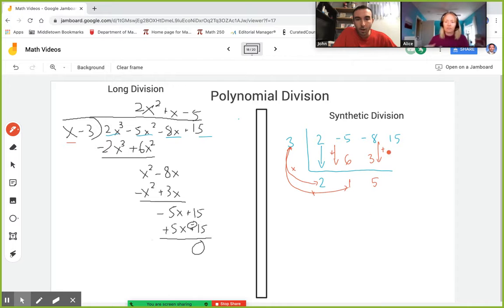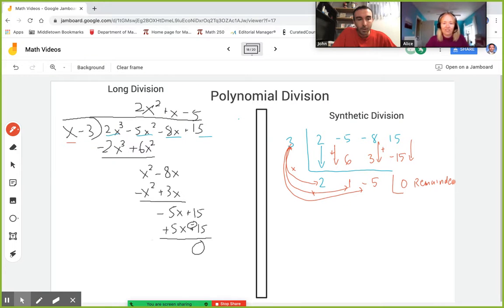-8 plus 3 is equal to -5. Got to remember how to add correctly. And for the last part, we multiply 3 by -5. That gives us -15. And if I add those values down the column, that gives me an answer of 0. So that means that my remainder is 0, just like we had in your example.